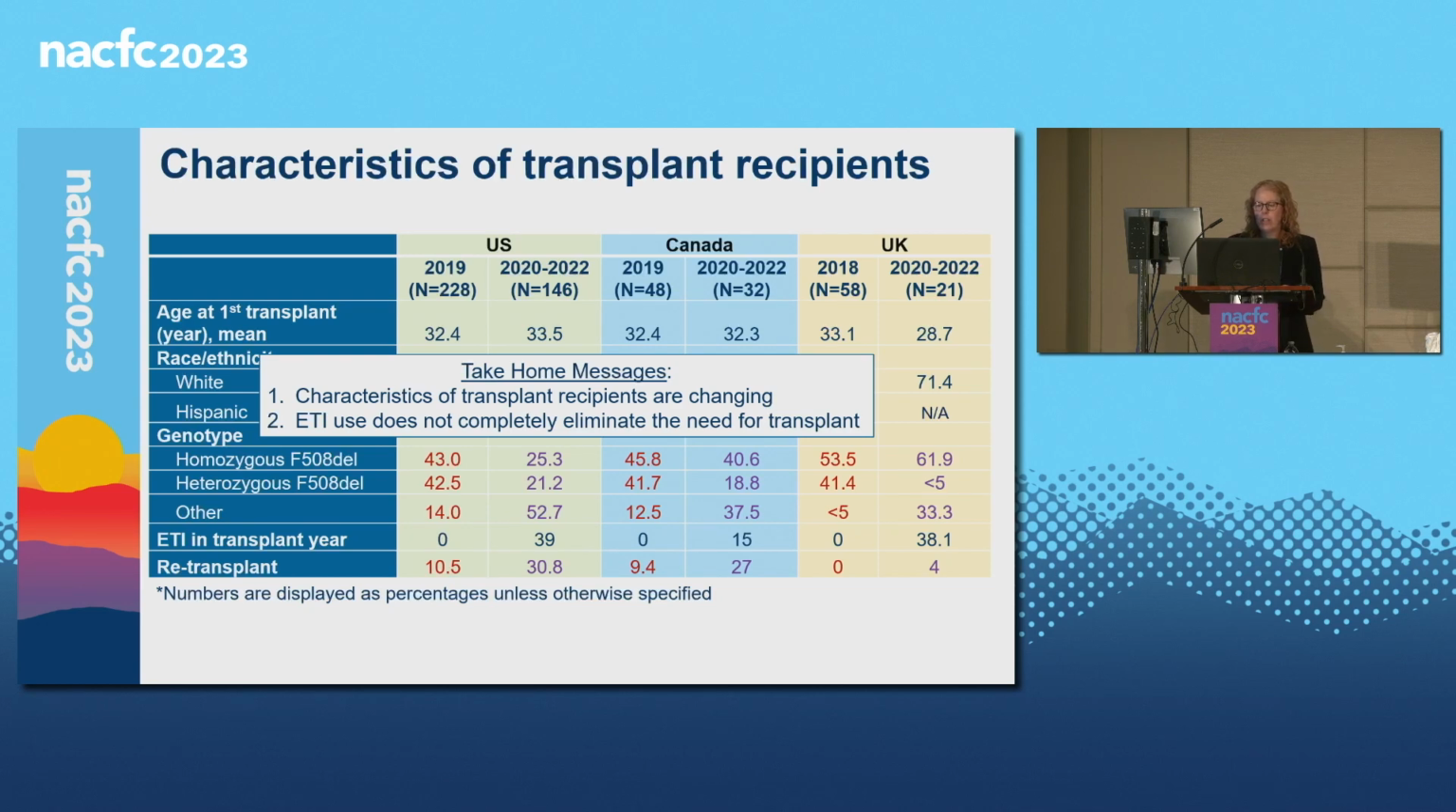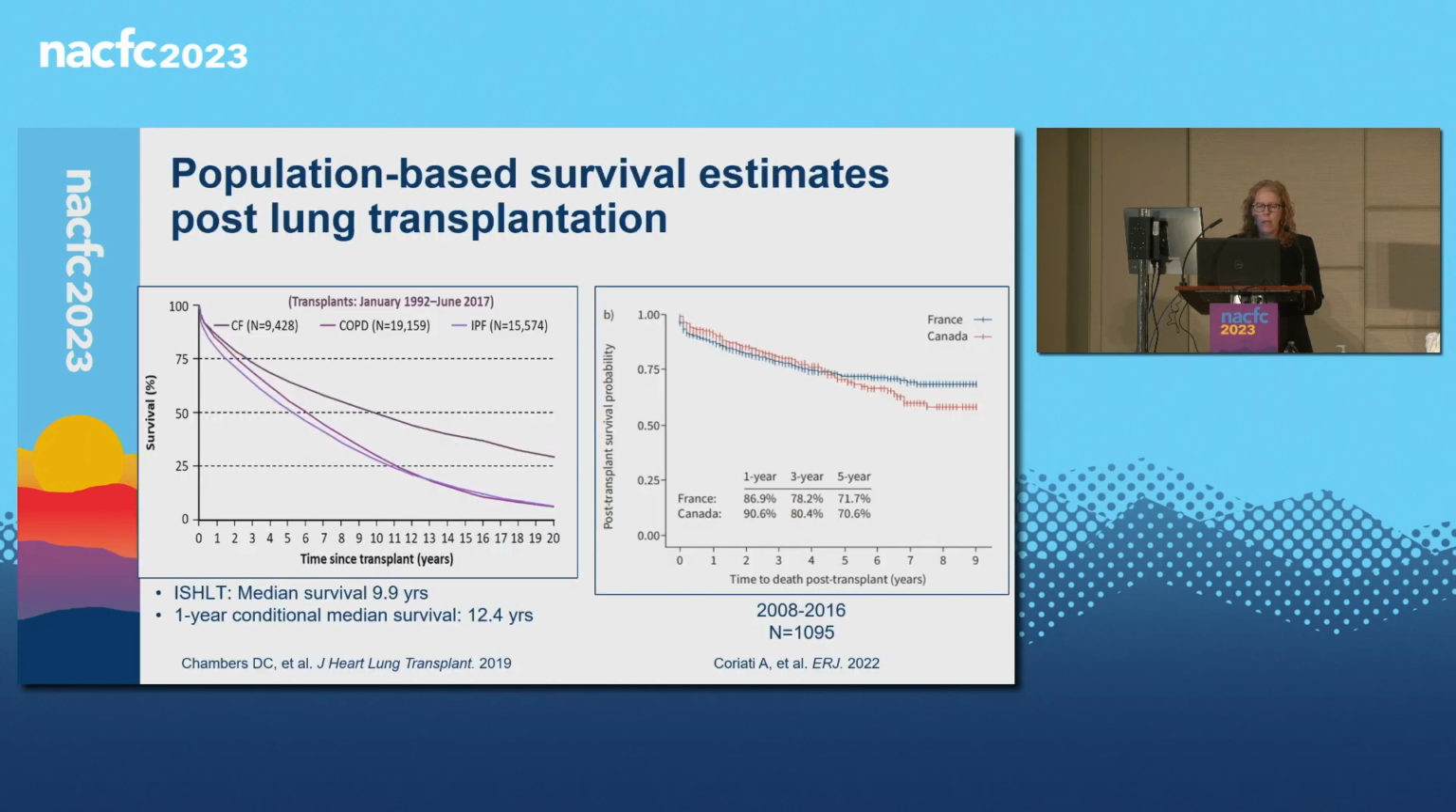So now shifting gears, I want to talk a little bit about some of the outcomes, specifically survival after transplant, what we know in the literature. So these are two graphs just highlighting a couple of papers, one on the left-hand side, which is the ISHLT graph, and CF patients are the topmost line compared to people with COPD or pulmonary fibrosis. And this is a survival curve on the y-axis. This is the proportion of people surviving in time since transplant on the x-axis. And you can see that CF patients do very well compared to other lung diseases.